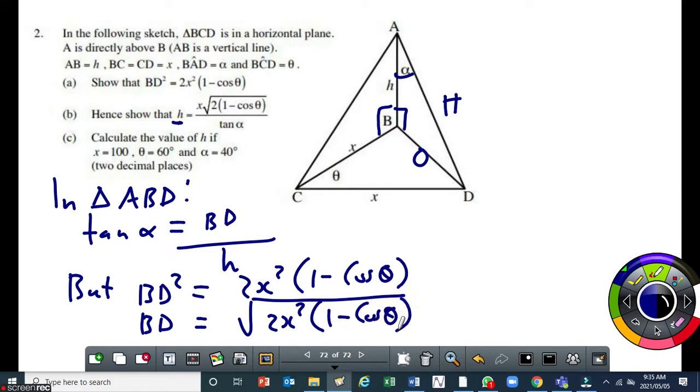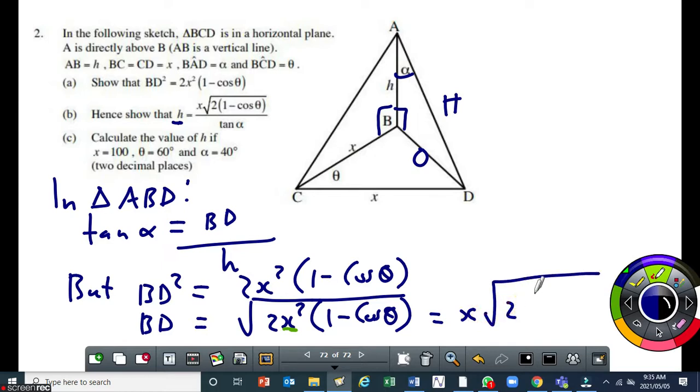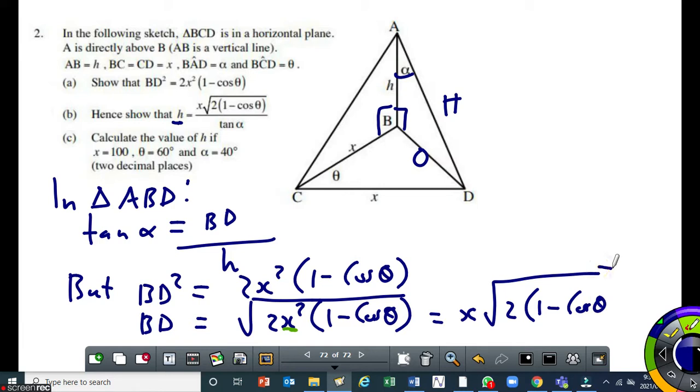And I hope that you remember this x squared here is a perfect square. So we can find its square root and then take the square root outside. So you should know that. So you can do it as x times the square root of 2 times 1 minus cosine of theta. So that's how you come up with that square root of 2 times 1 minus cos theta.